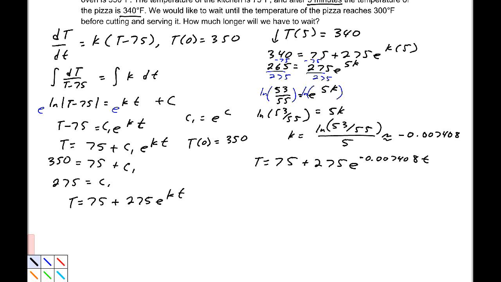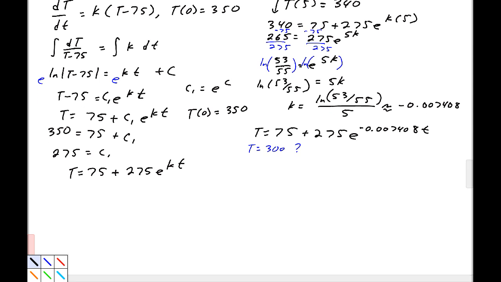All right, now to actually answer the question, at what point will the pizza be 300 degrees Fahrenheit? When will that be 300 degrees Fahrenheit? Well, now we have our complete particular solution, we can actually do some algebra. That's all we have left at this point. 300 equals 75 plus 275 e to the negative 0.007408 t. We will subtract 75 to make this 225.